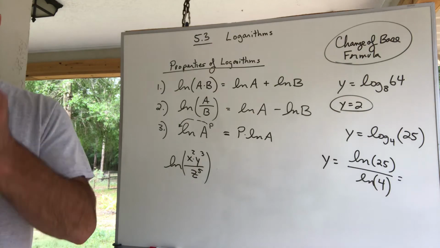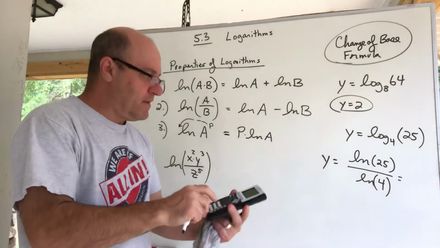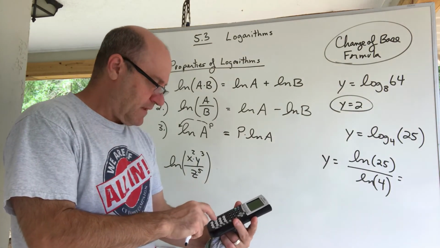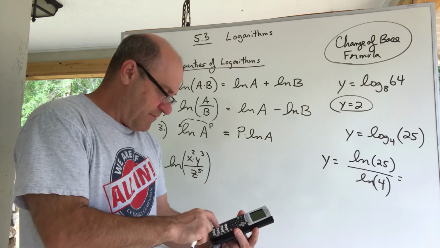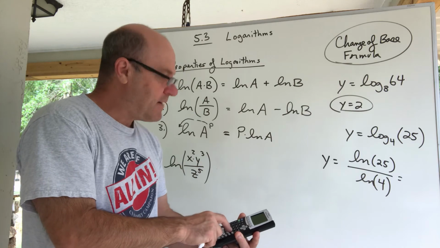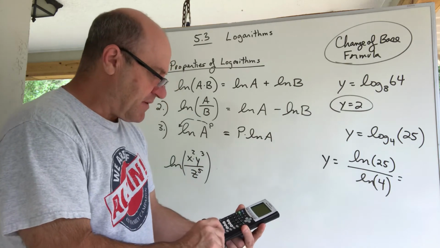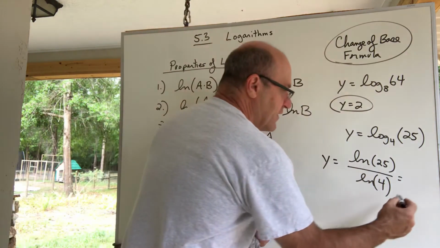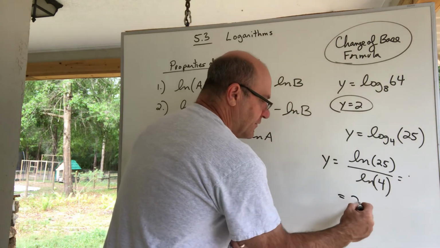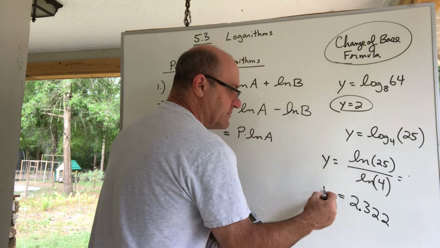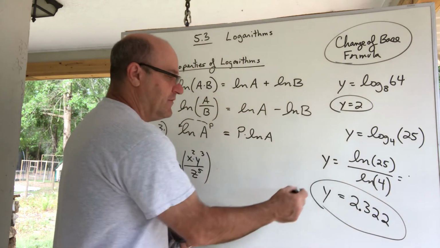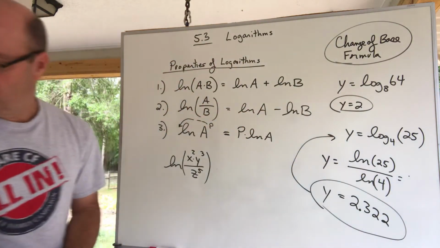Let me just try this one. The natural log of 25 divided by the natural log of 4. We're using parentheses, trying to be careful there. I'm getting 2.32. This answer is 2.322 if I round it to the third decimal place. So that's the answer, using the change of base formula.